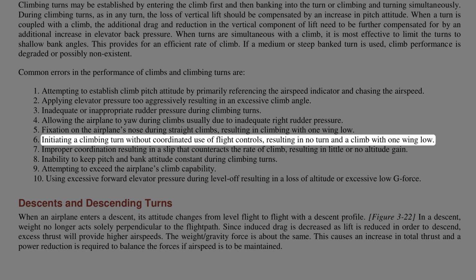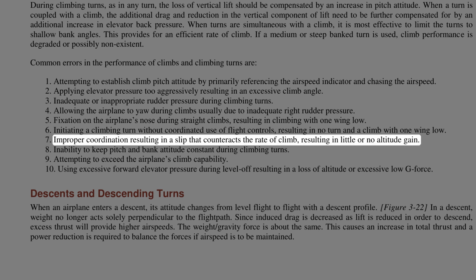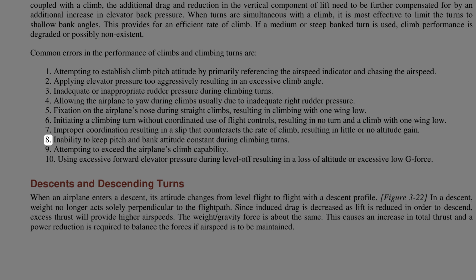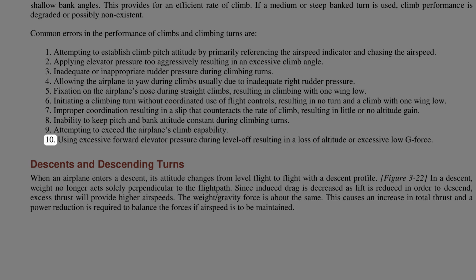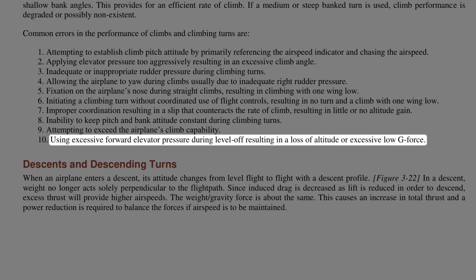6. Initiating a climbing turn without coordinated use of flight controls, resulting in no turn and a climb with one wing low. 7. Improper coordination resulting in a slip that counteracts the rate of climb, resulting in little or no altitude gain. 8. Inability to keep pitch and bank attitude constant during climbing turns. 9. Attempting to exceed the airplane's climb capability. 10. Using excessive forward elevator pressure during level off, resulting in a loss of altitude or excessive low G-force.